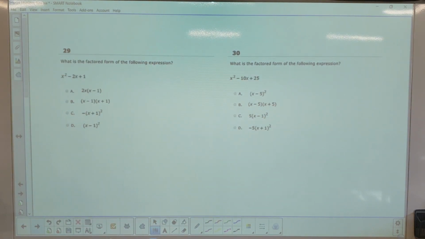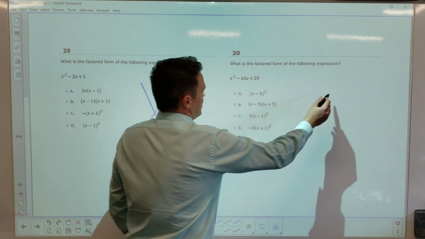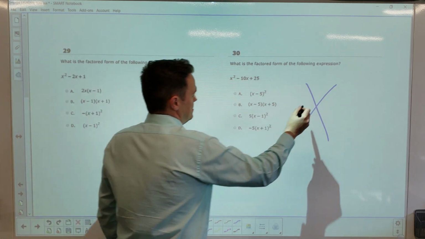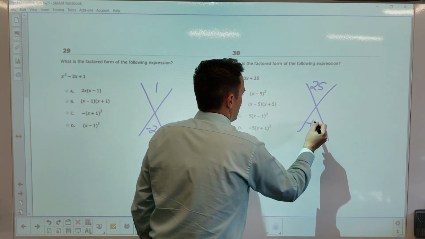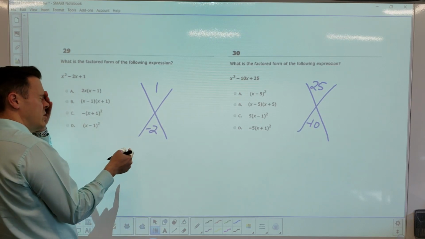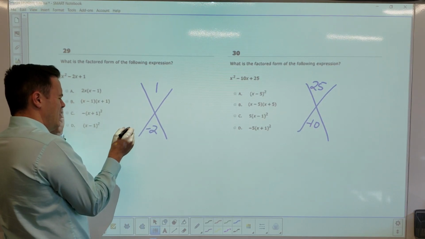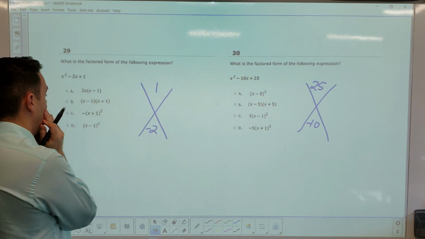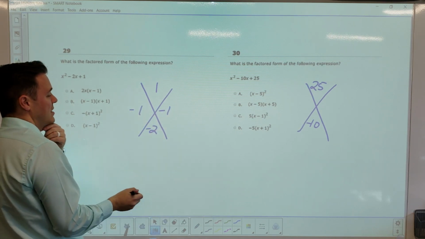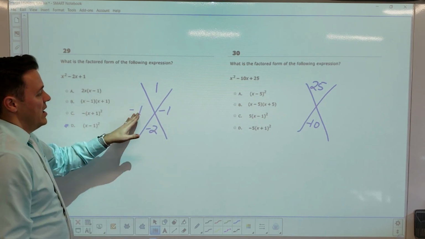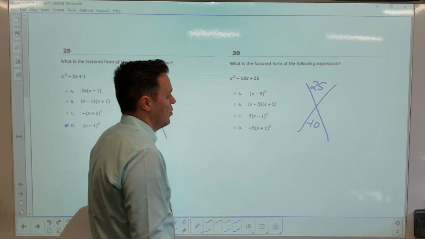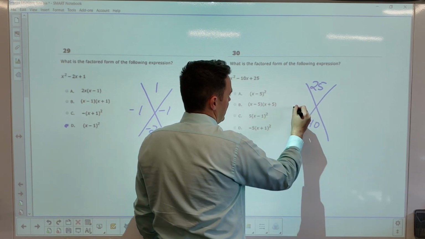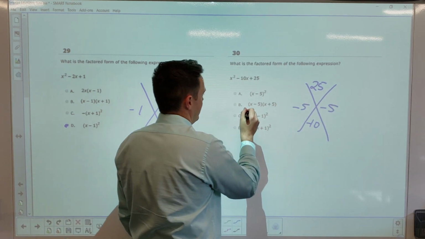And then last, but certainly not least, 29 and 30 is what are the factored forms. So remember, factored is doing this. Okay, 1 and negative 2. So what two terms would it be? It would be you add them together. It would be, oh, my brain is taking a wild. Okay, it's negative 1 and negative 1. I'm like, wow. Answer would be D. Add those together, you get negative 2, you multiply them, you get 1. And then this one would be what two numbers multiply? Negative 5, answer's A.